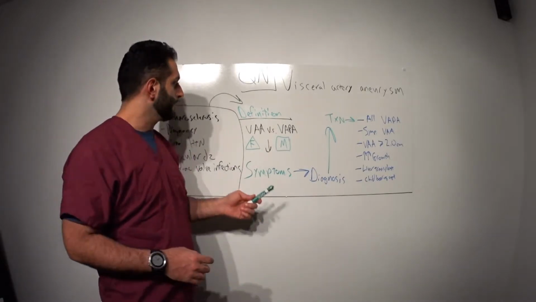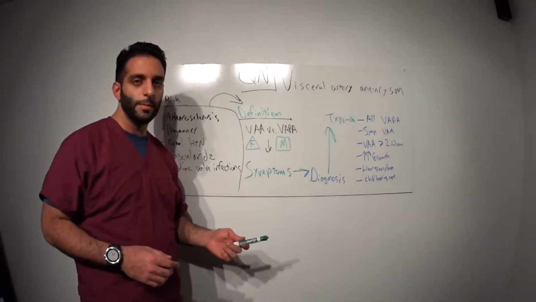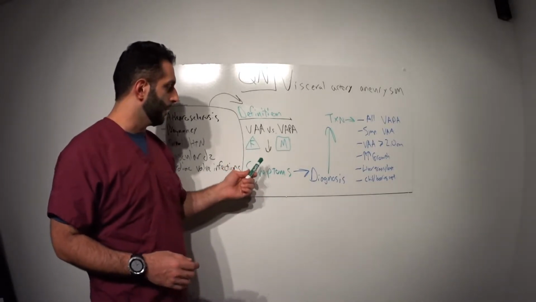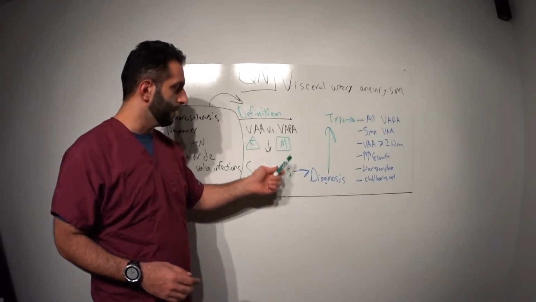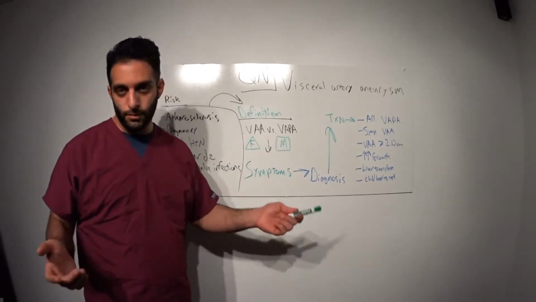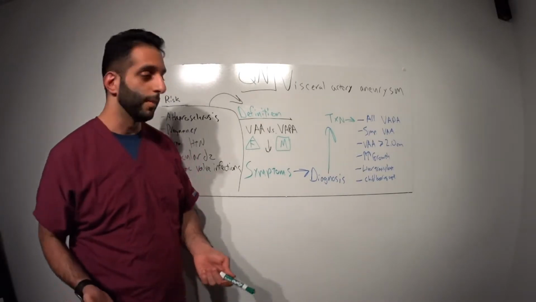Now, VAA, visceral artery aneurysms, are typically more common in females and typically more commonly seen in the splenic artery. Now, the VAPA, the pseudoaneurysms, are typically in the hepatic arteries and they're seen more commonly in males.